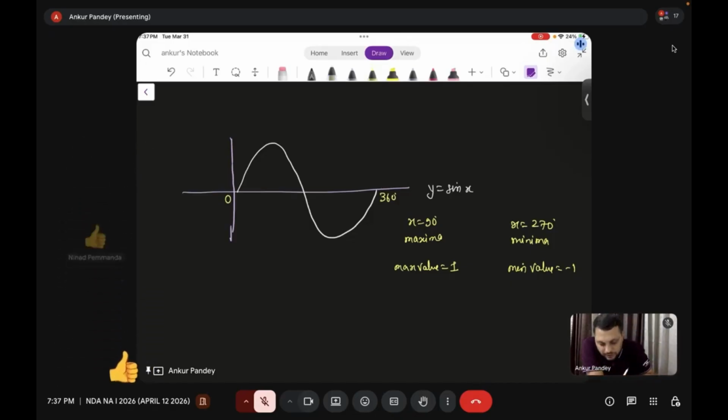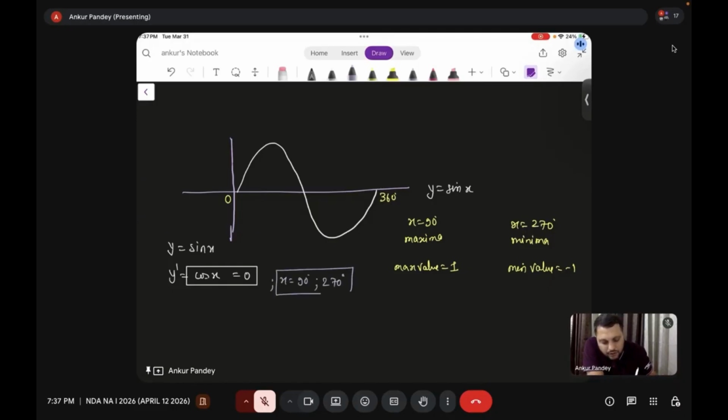So, what will we do? First step is, whatever the function is given, find its differentiation, which is cos x in this case, and put it equal to 0. We know that cos x is 0 in two cases: at x equal to 90 degree and x equal to 270 degree. So these two are the critical points. I am writing CP1 and CP2. Yes or no? Clear till critical point? Good.